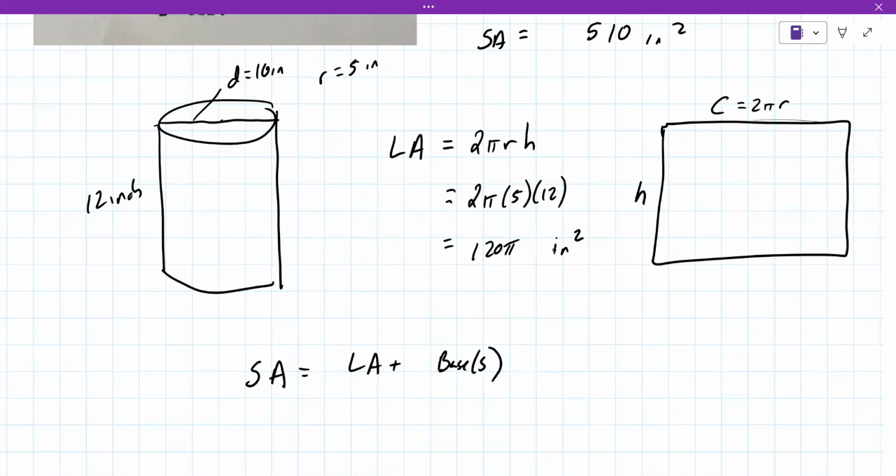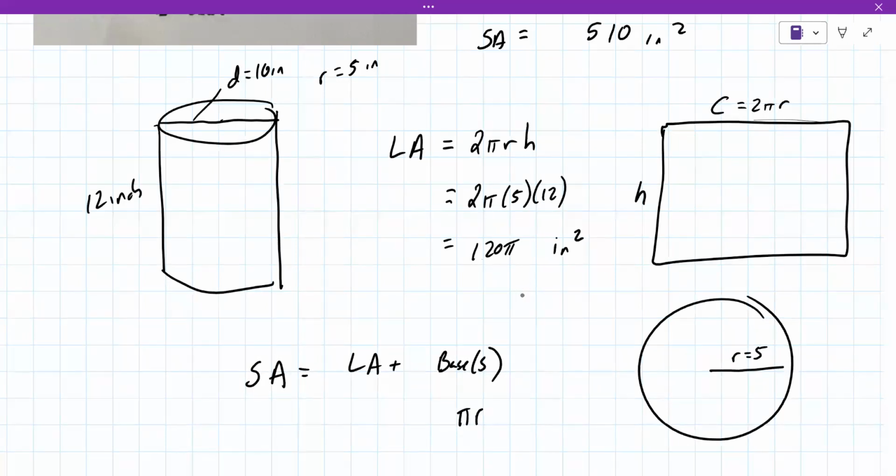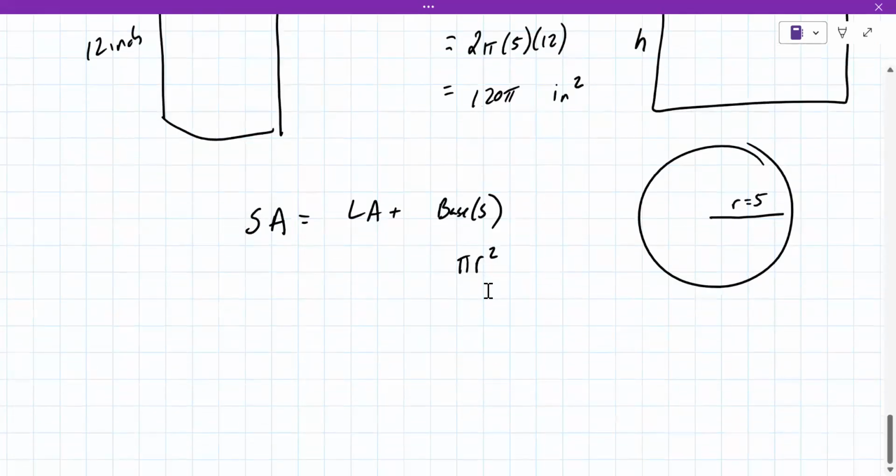So this time, what is the shape of the bases? The base is a circle. So you'd have to find the radius. Pi r squared for the area of the circle. But you've got 2 of them. So I might throw that in. It's 120 pi plus 2 pi times 5 squared.